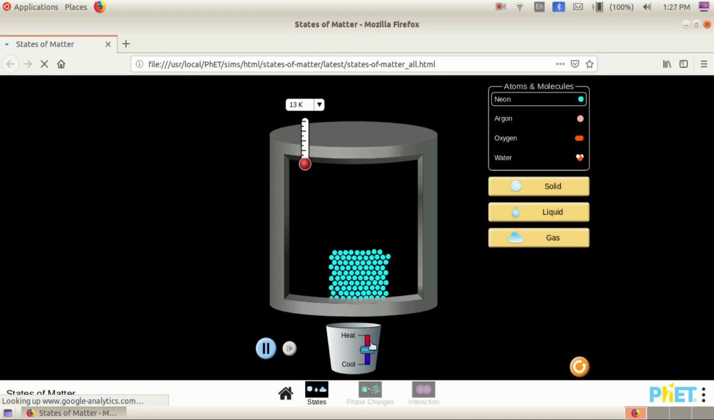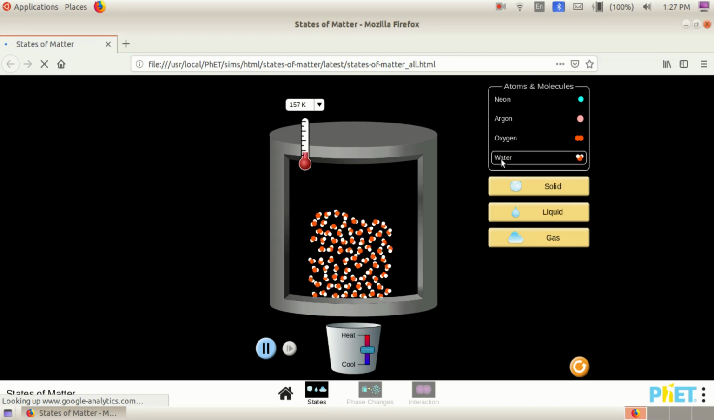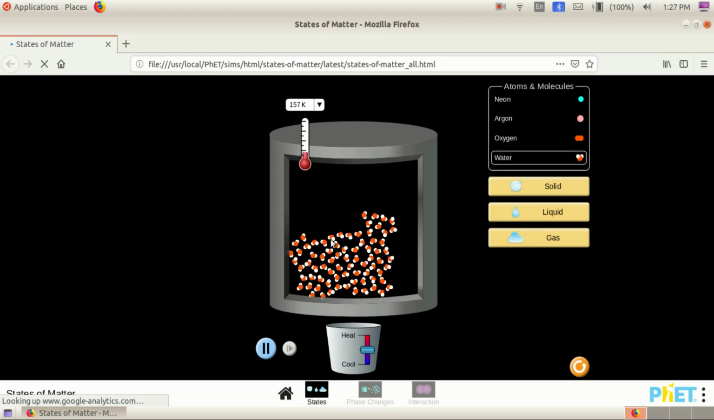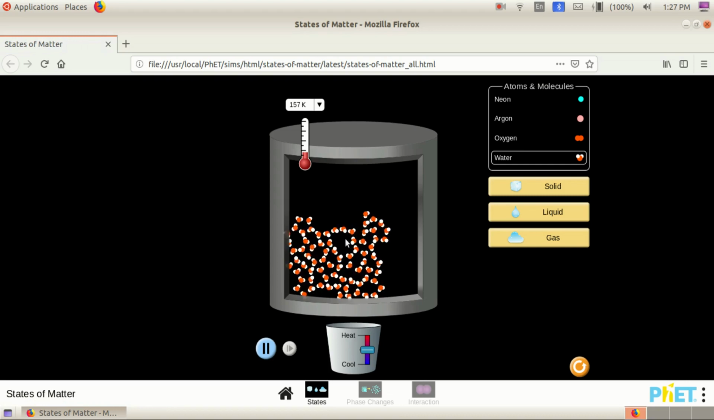Here we can change the heat according to your textbook picture 7.2. Look here children, now neon is selected. If we select argon, the color changes and the molecules also change. Look here, if that is oxygen, how the molecules are. Next, water. Look here children, H2O. Do you see H2O? One oxygen atom and two hydrogen atoms, you can see here children. This is water.